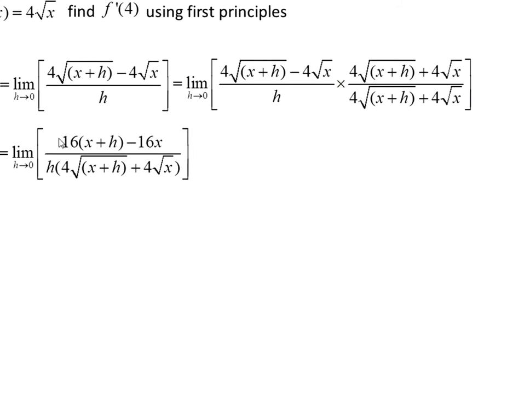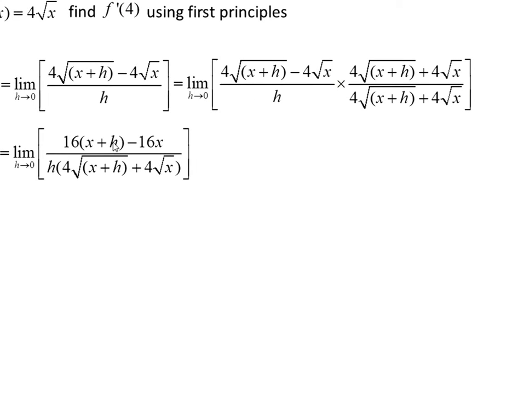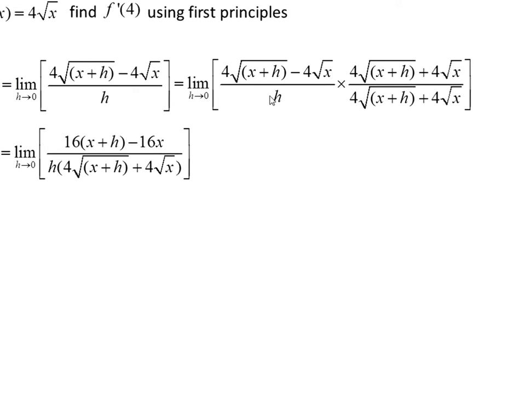So we end up with a top line which is the difference of these two terms squared. So this term squared is there, this term squared is there, and the bottom line is simply h multiplied by that bottom line, remembering that that bottom line there needs to be placed in brackets in order that h is multiplied by all of it, not just the first term. So here are the brackets right there.